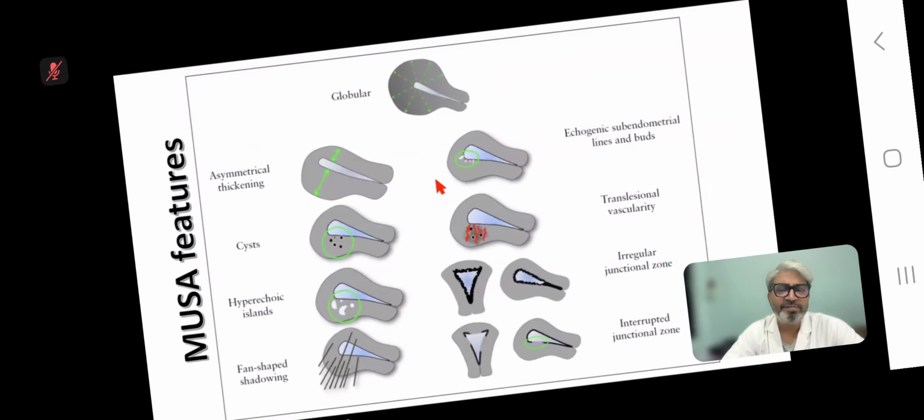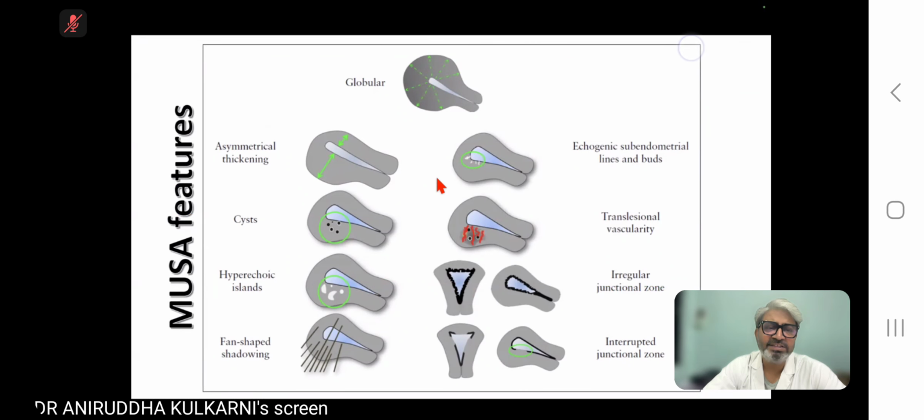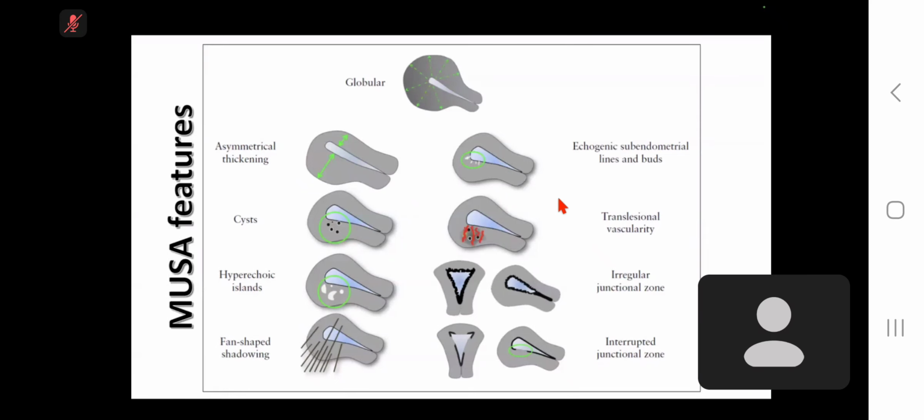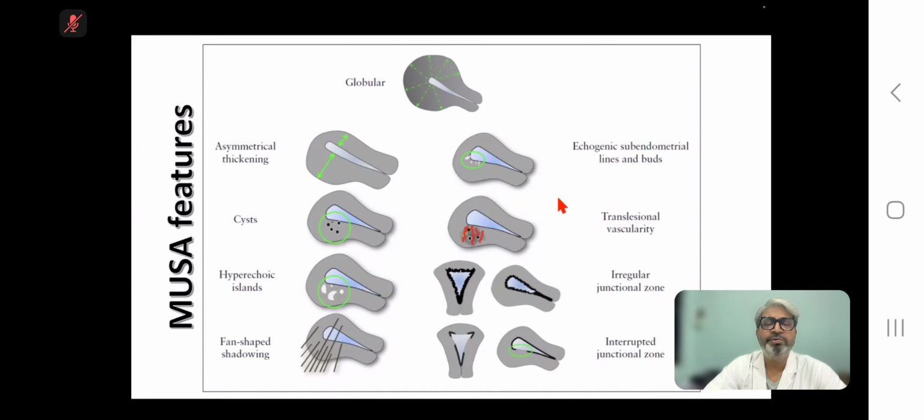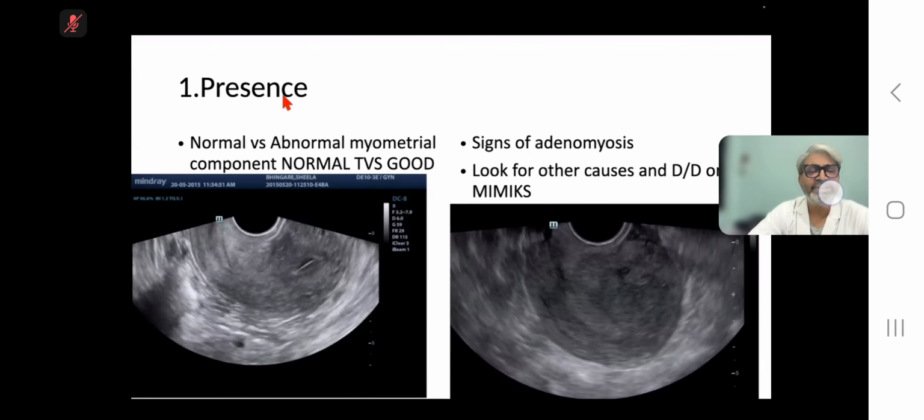So there are direct and indirect signs. Indirect signs could be asymmetrical wall thickening, globular thickening, but the specific sign should be cyst, hyperechoic islands, and fan-shaped shadowing is an indirect sign. An interrupted or irregular junctional zone could be an indirect sign. Translesional vascularity could be an indirect sign. Echogenic endometrial lines and buds could be a direct sign. So these can be the features of direct and indirect signs, which were modified in the 2022 article. Let us take the 7 points one by one.